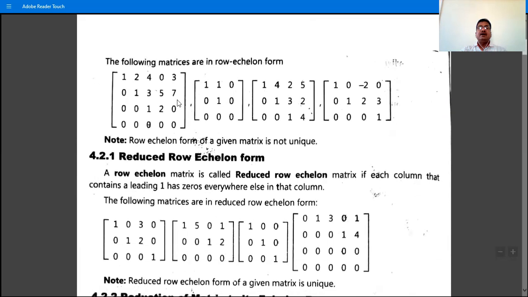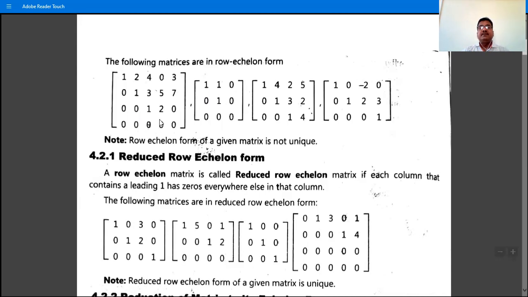For example, these are examples of row echelon form. Row echelon form and echelon form are both the same; we can say either echelon form of the matrix or row echelon form of the matrix. So these matrices are in row echelon form. If you observe the first matrix, what is your observation? There is only one 0 row, and it is situated at the bottom of the matrix.